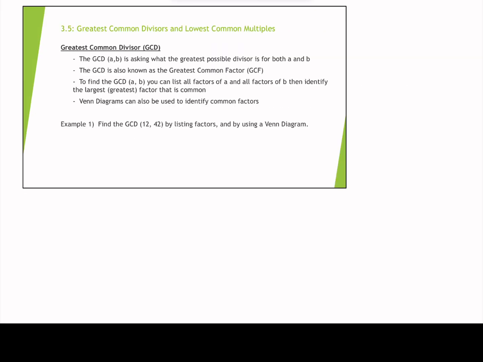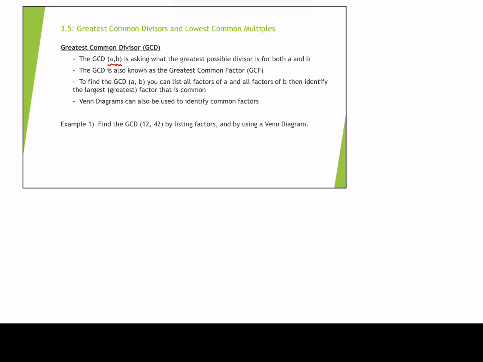We're going to continue our discussion with factors in general, but we're going to focus in 3.5 on what we call the greatest common divisor, or the lowest common multiple. We're going to start with the greatest common divisor and talk a little bit about what that means. So the greatest common divisor between any 2 given numbers, which we're going to call A and B, is essentially asking us what the greatest possible divisor is for both of those.